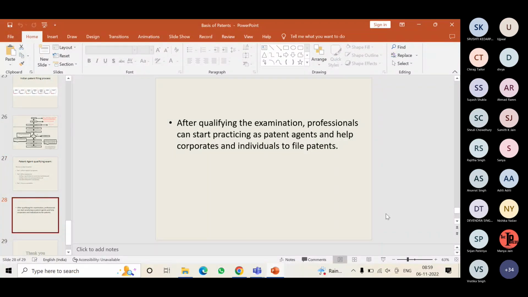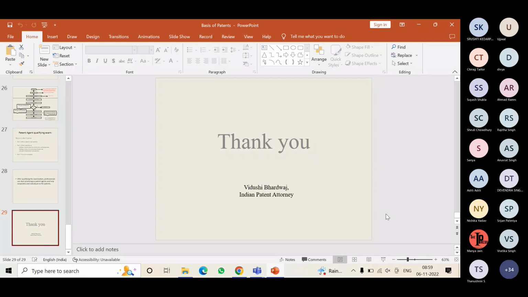After qualifying, professionals can start practicing as patent agent and help the corporates, as I said, that once you are a qualified patent agent, then you can represent your applicants before the patent office, before the controllers, and you can help them get the patents and follow all the procedures. So this is all about the agenda that we had to discuss today. So the window is all open for any questions related to what we have discussed.